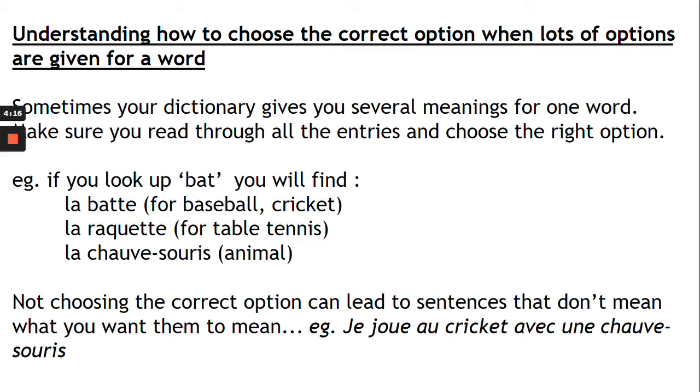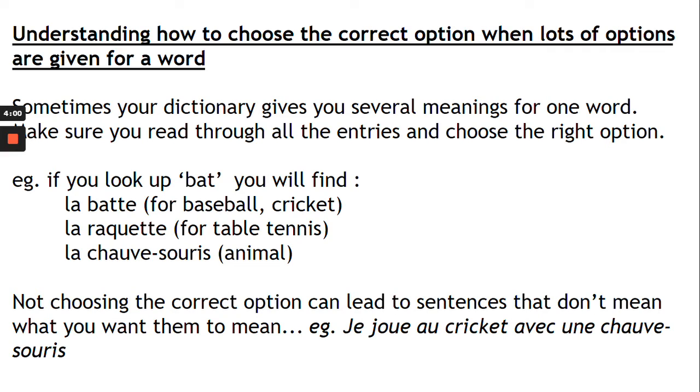If you don't choose the correct option, then it means that your sentences won't make sense. For example, if you use the word une chauve-souris, je joue au cricket avec une chauve-souris, then that means you're playing cricket with the animal, the bat. Okay, so you've got to choose the right one.